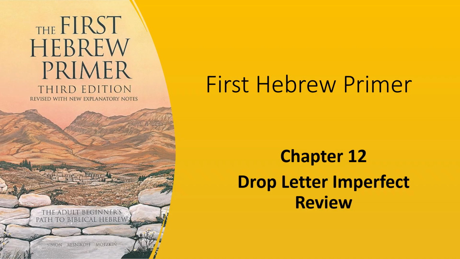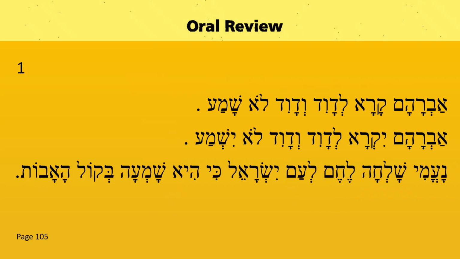Chapter 12, as we finish up the section on the imperfect tense, dealing with drop letters, letters that will drop out. And this is the review of that chapter. We begin with our oral review from the chapter, page 105. Reading the Hebrew.